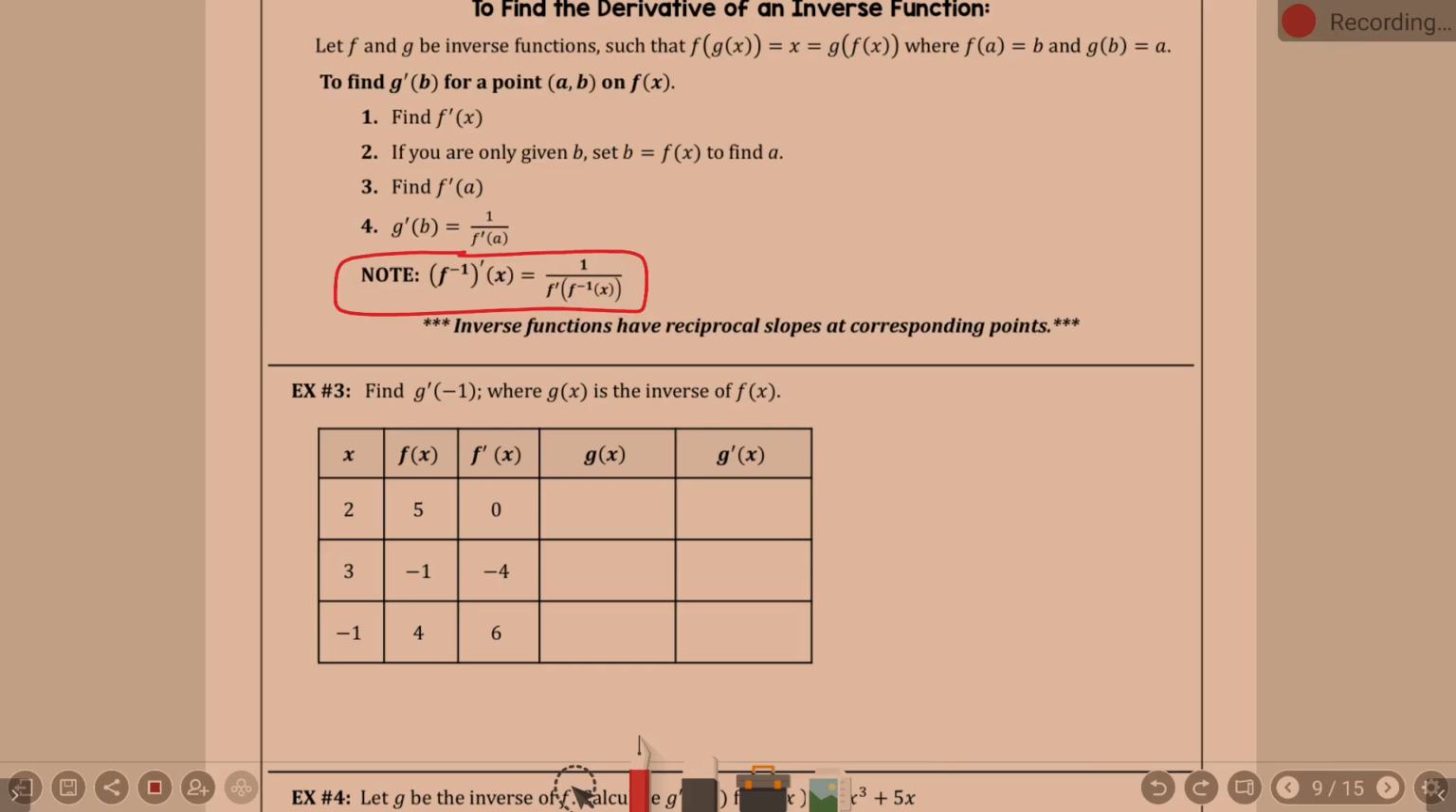Now, something good to notice. Inverse functions have reciprocal slopes at corresponding points. So with inverse functions, if you have the point (2, 3), it becomes the point (3, 2). Well, a reciprocal slope: a slope of 3/4 would become 4/3. And that's going to be helpful in our next scenario.